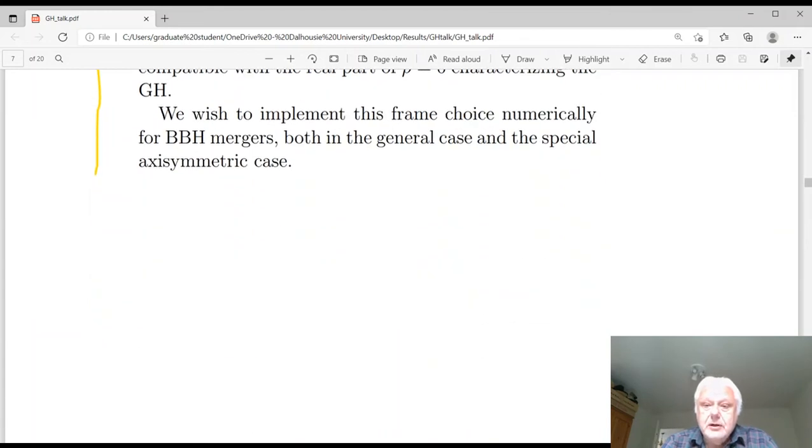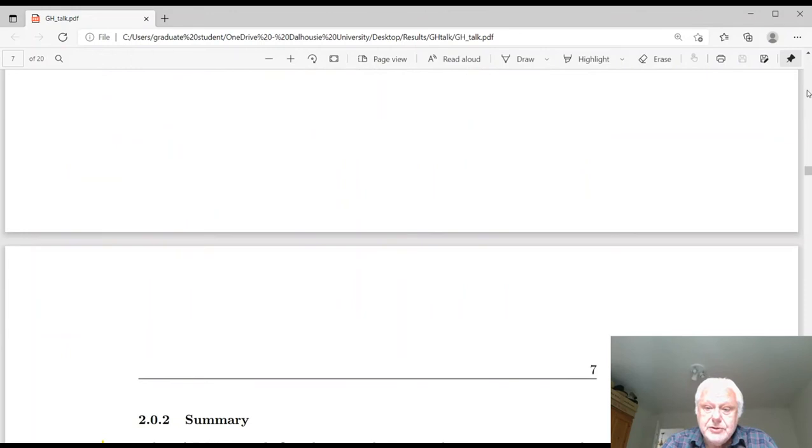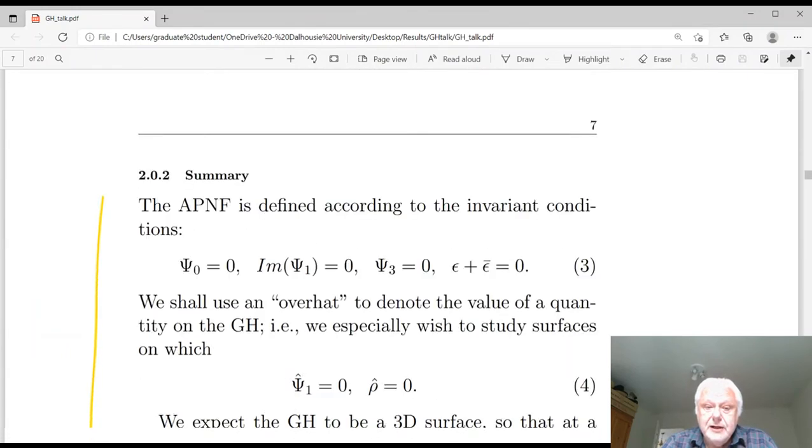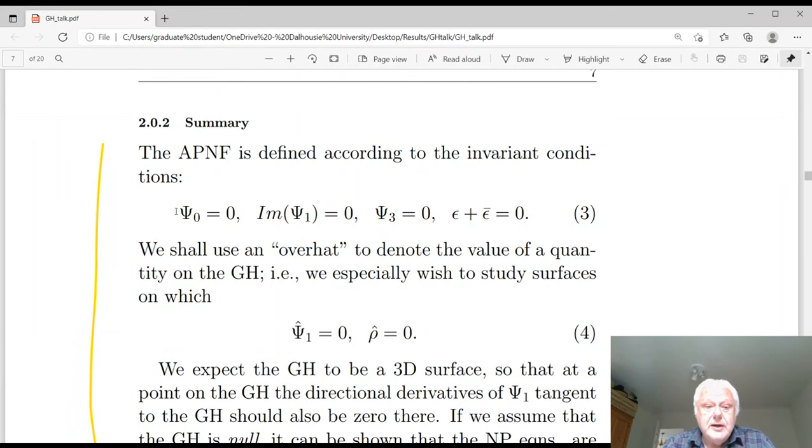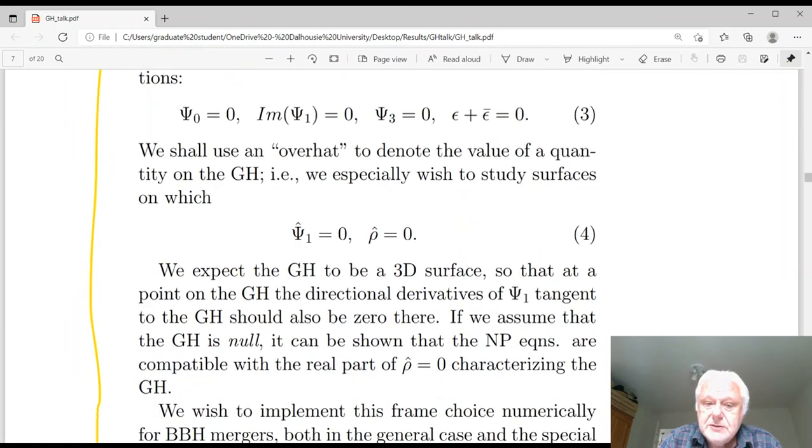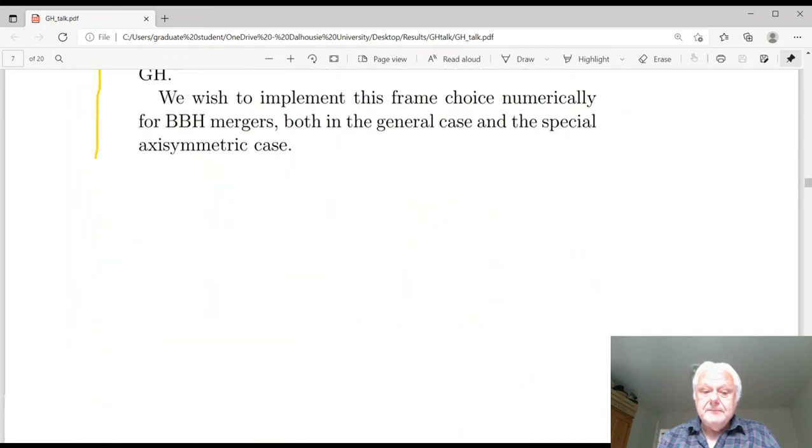In more current work, we're looking at the possibility of choosing the null frame, not so much in this way. We would still have that it's algebraically special, so psi 0 is 0. We would have psi 1 is real, and it's more practical to choose psi 4 to be 0, and the final condition is that psi 3 would then be complex. So the way that we're actually envisaging applying this is slightly different to the way it's been presented here, for more practical reasons, so that we can actually find the frame a little bit more easily.